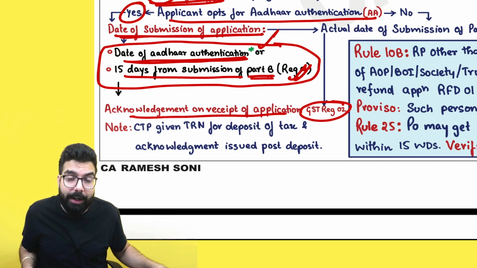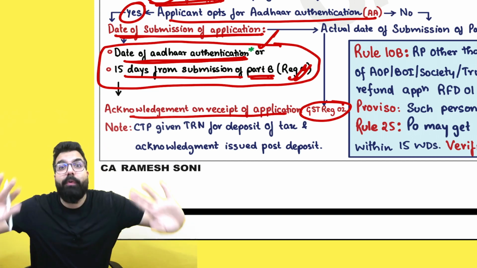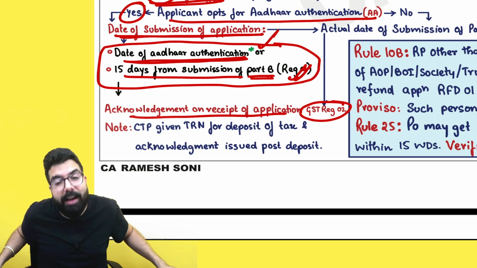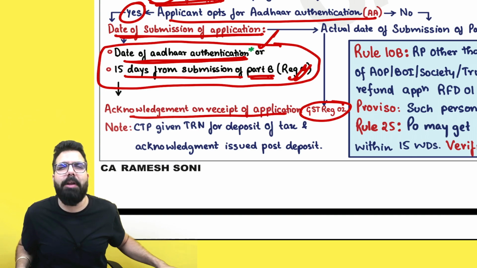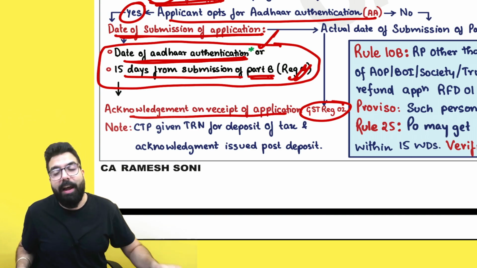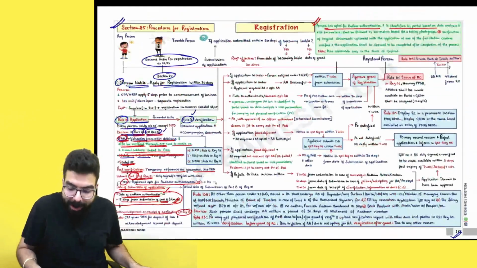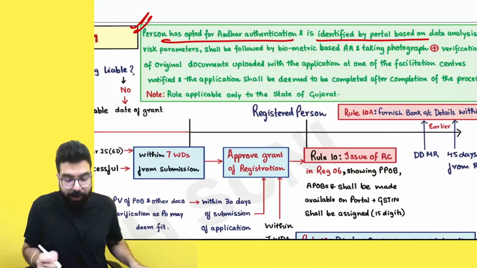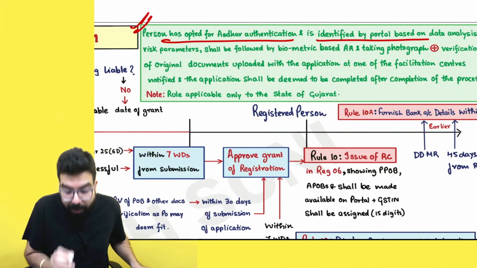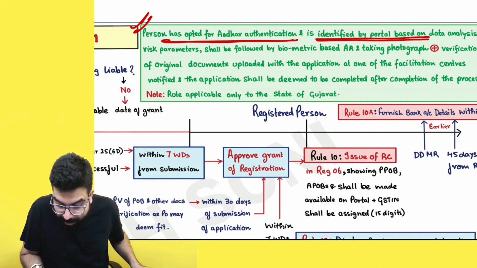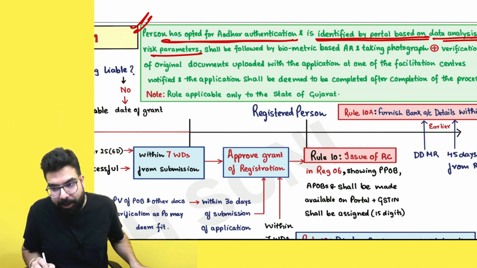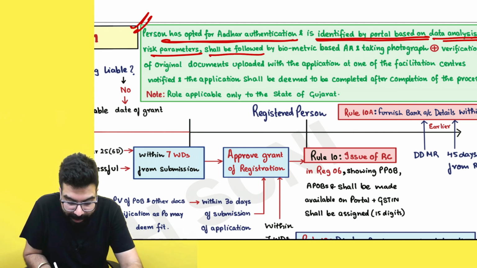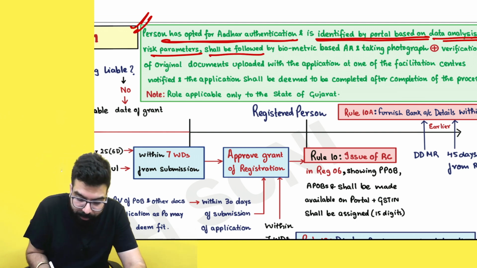But what they are telling is, even if you have opted for Aadhaar authentication, there are times when the portal can identify you. Nowadays, the department is also using artificial intelligence, and if the portal identifies you as a risky kind of person, then they are telling the person has opted for Aadhaar authentication. But if you are identified by the portal based on data analysis and this parameter, then it shall be followed by what, sir?